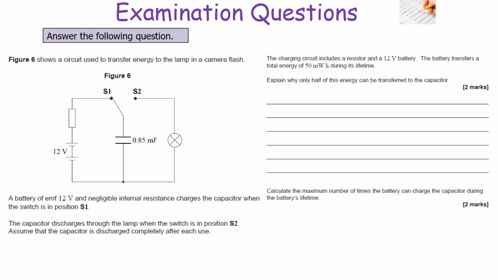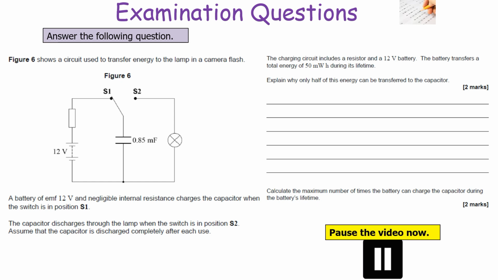Now the next question says, the charging circuit includes a resistor and a 12-volt battery. The battery transfers a total energy of 50 milliwatt hours during its lifetime. Explain why only half of this energy can be transferred to the capacitor, and then calculate the maximum number of times the battery can charge the capacitor during the battery's lifetime. So pause the video now, then unpause the video when you want to go through your answer.